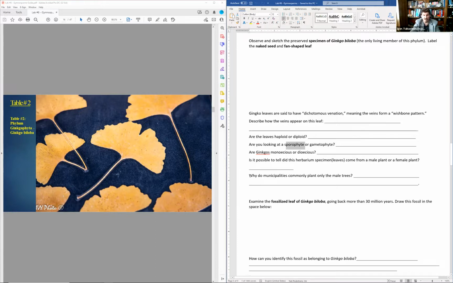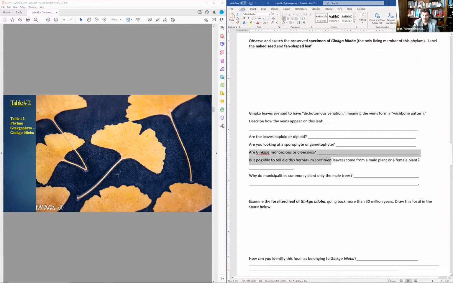There are male and female plants, and usually we do not plant the female. We are discriminating against the female trees, and I already explained it to you once during the lecture, and I'll refresh your memory on that.